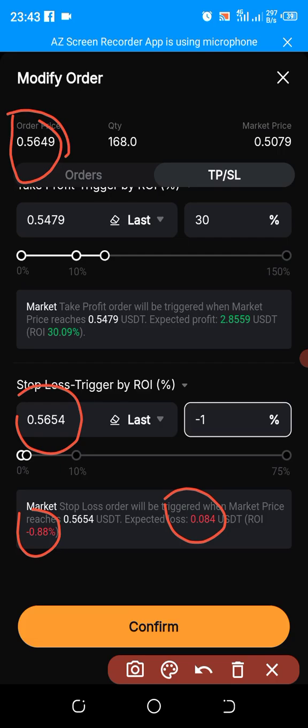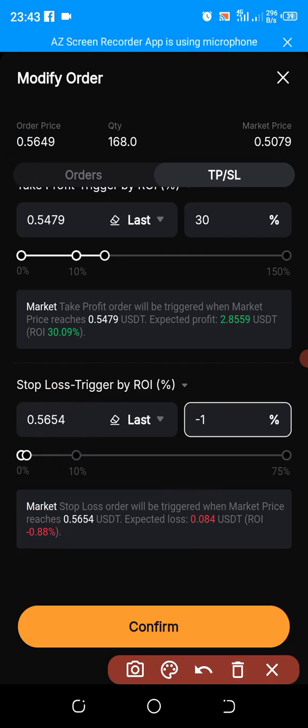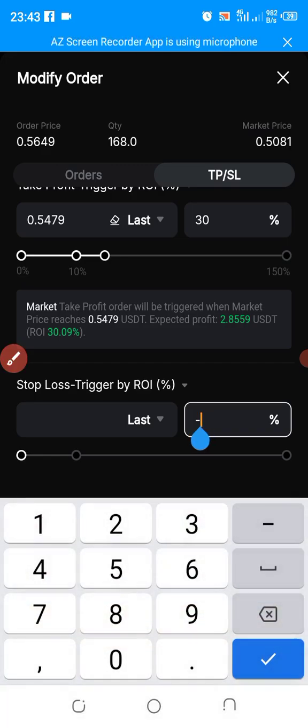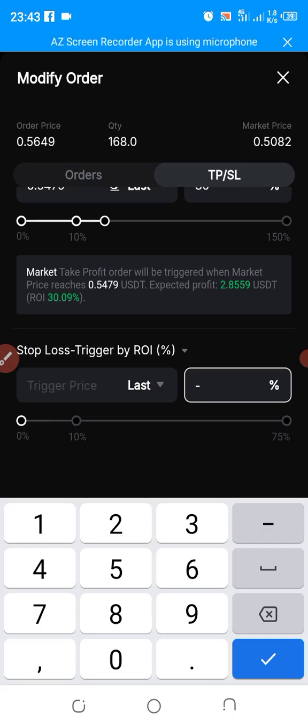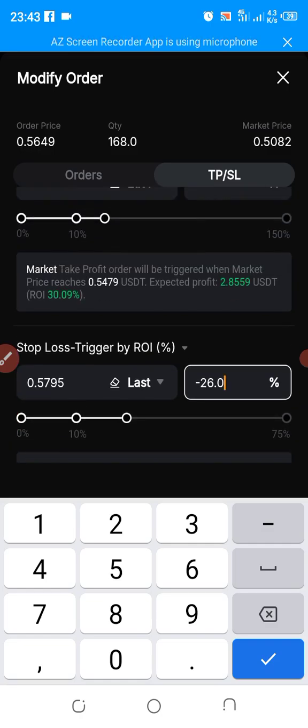Let's say I put 5%. You can see you are going to lose much. Let's say I put 10%. You can see you are going to lose much. So you don't use a much higher percentage when you are taking your stop loss. Just use 1% of your capital that you trade on.